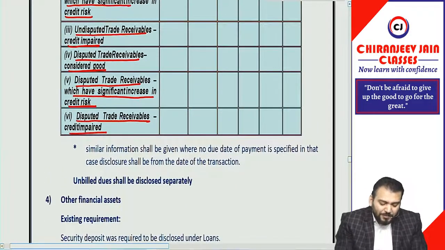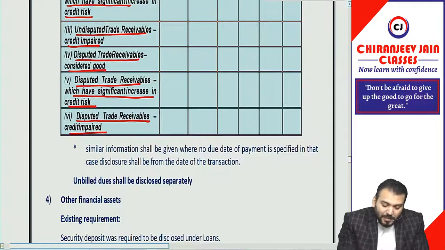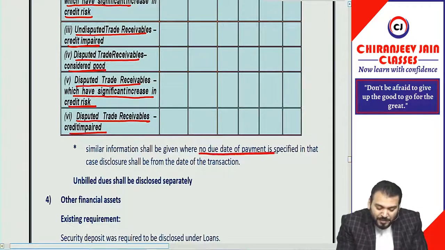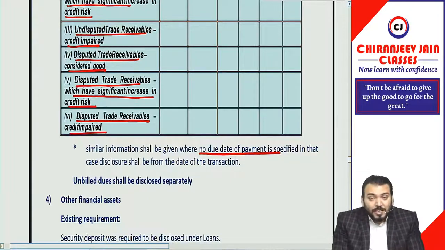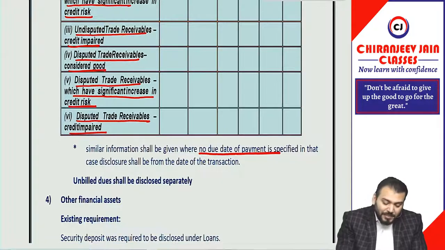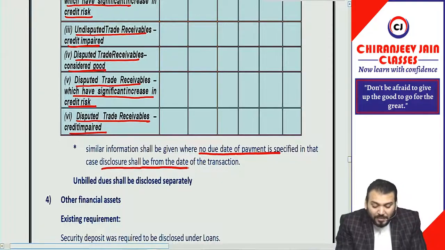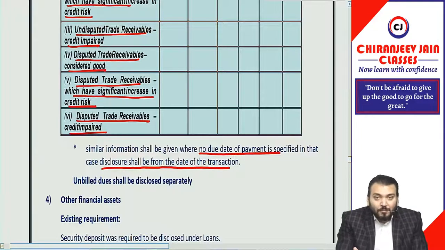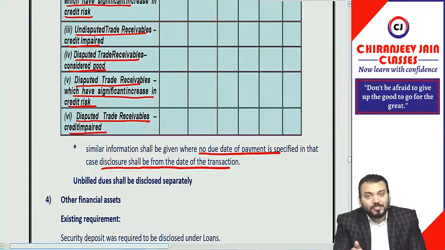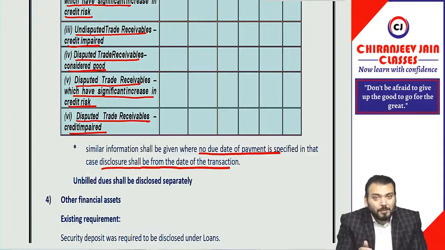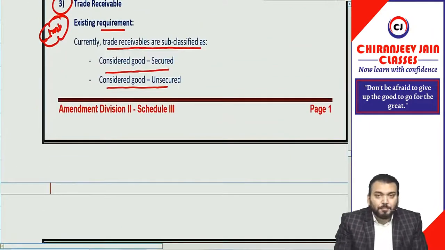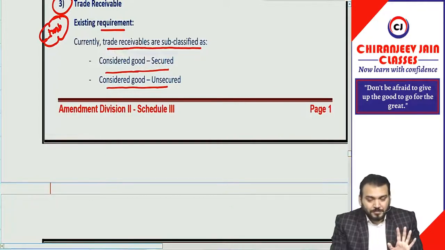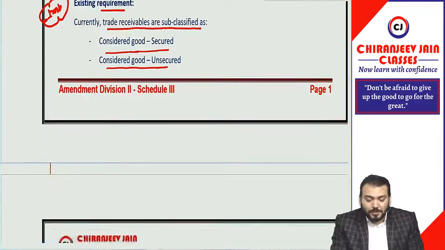Now, one clarification is given: if no due date of payment is specified in the contract, it might happen that there are some contracts in which the due date of payment is not specified. Then they said the disclosure shall be given from the date of transaction, meaning the date of transaction will be assumed to be the date of payment. Understood? I hope you have understood this. So this is one important amendment from the examination point of view which I feel they may ask in the exam, in the analysis of financial statements chapter. Can you repeat with me?